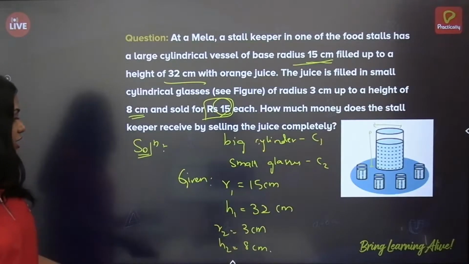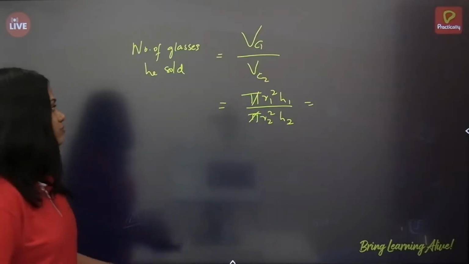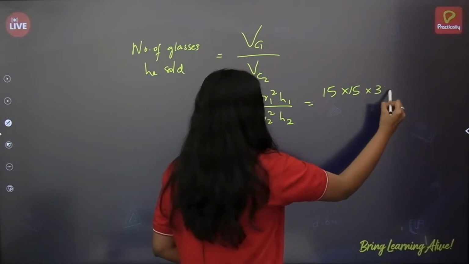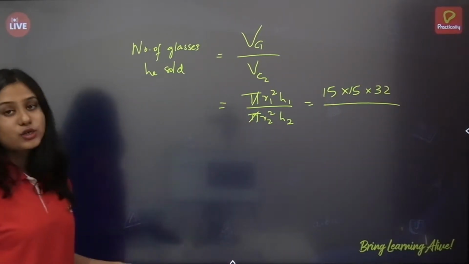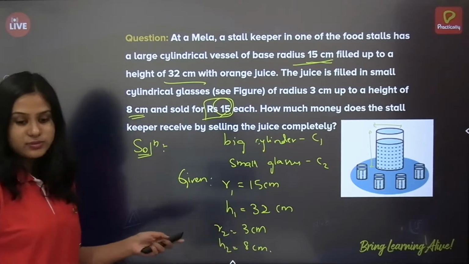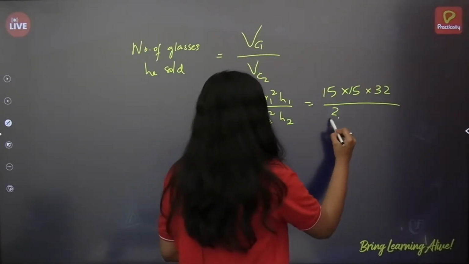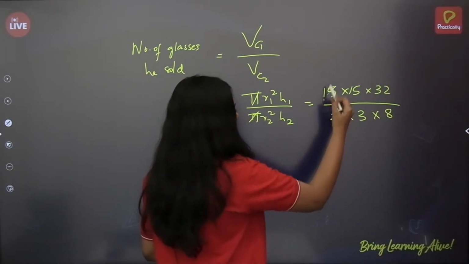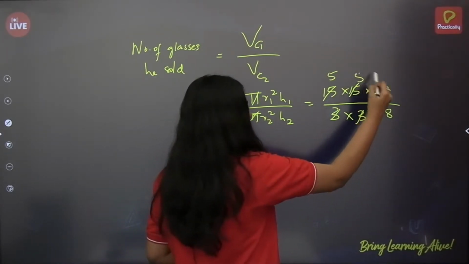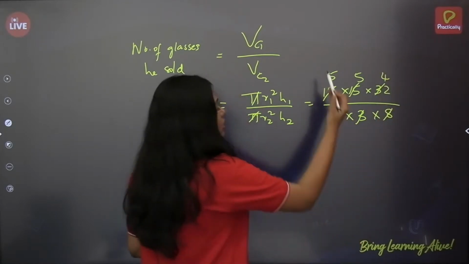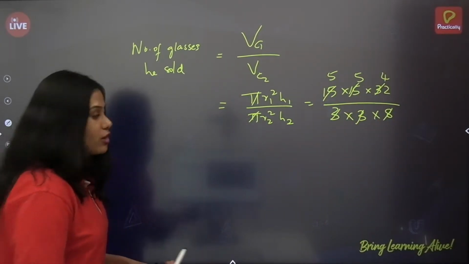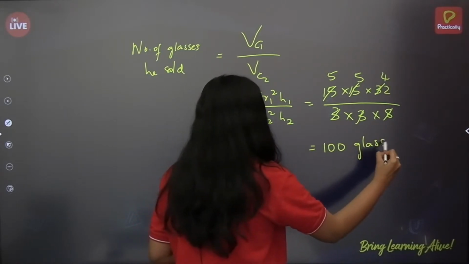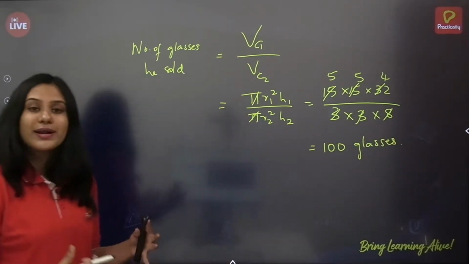Let's substitute the formula. What is r1 and h1? 15 and 32. So, 15 into 15 into 32 by, what is R2 and H2? 3 and 8. So, let's substitute 3 into 3 into 8. Right? 3 times 5, 3 times 5, 8 times 4. 5 5s are 25, 25 into 4, 100. So, 100 glasses. So, 100 glasses are sold. So, we got the number of glasses.